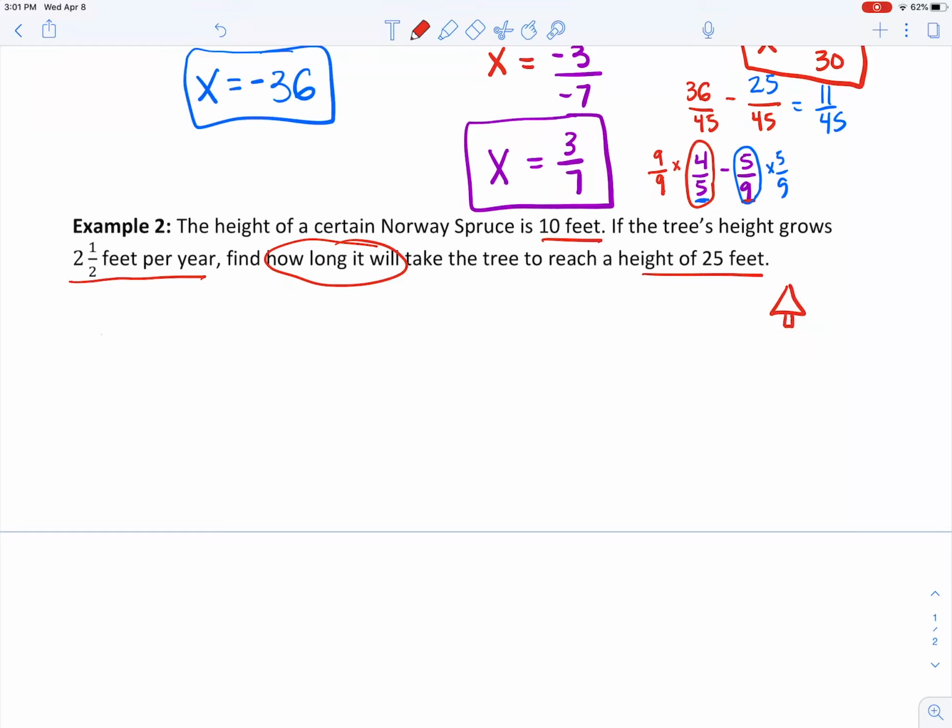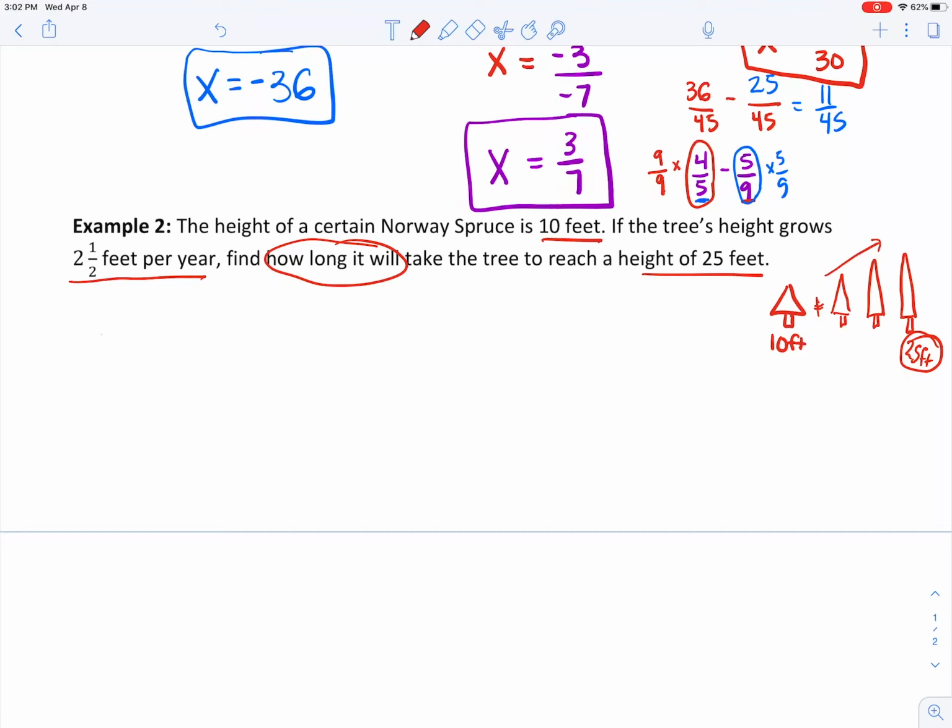So, if we can think about this in a picture here, the tree is a certain height. It's currently 10 feet. Okay? Now, each year it's going to grow a certain amount. We don't know how many years it's going to grow, but after a certain number of years, it's going to be 25 feet tall. All right, so we originally have this 10 feet. Now we're going to add however much it's growing, so like that growth rate, times however many years to get our final answer of 25 feet.